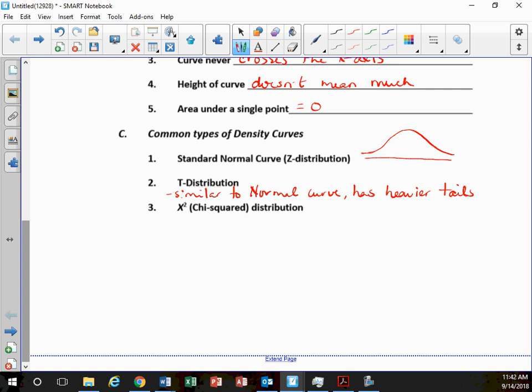With T-distributions, we'll talk about degrees of freedom. As your degrees of freedom increase, it gets closer and closer to the standard normal curve. But again, that's not anything for this unit. That's something we'll come across again later. And then the third one there, the chi-squared distribution, is one that's always skewed right. And again, that comes much later in the year.